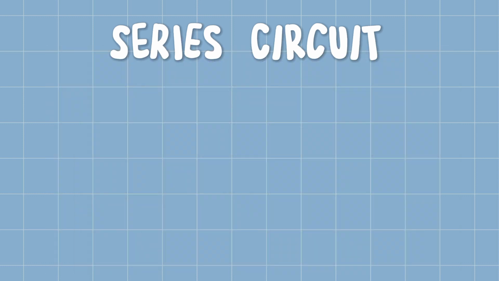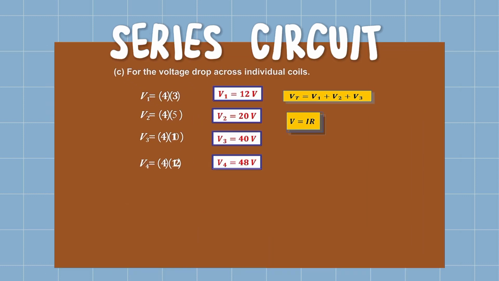So now let's proceed to letter C, the voltage drop across individual coils. We can easily solve this problem since we now have the value of the current. The formula we are going to use is V is equal to I times R. V is equal to 4 times each given resistance. So 4 times 3 is equal to 12 volts, 4 times 5, 20 volts, 4 times 10, 40 volts, and 4 times 12, 48 volts. So that's it for the series circuit sample problem.